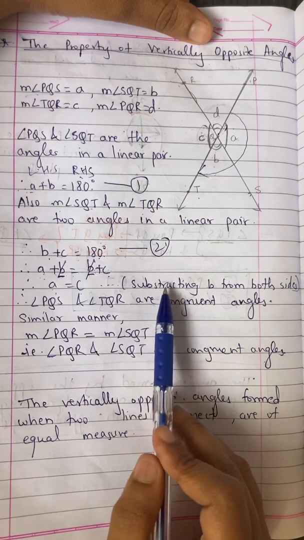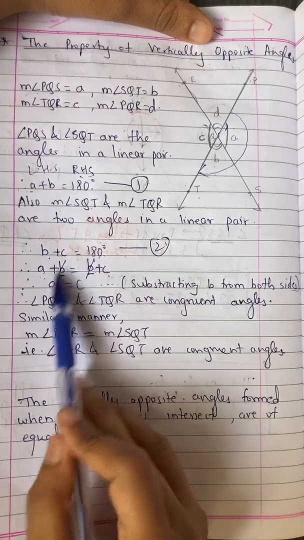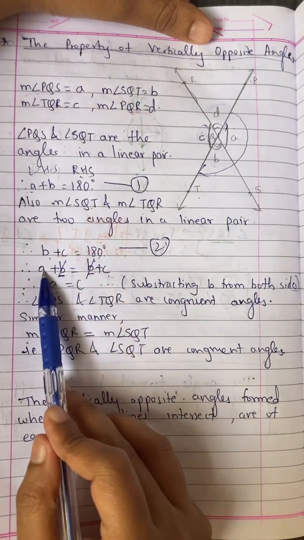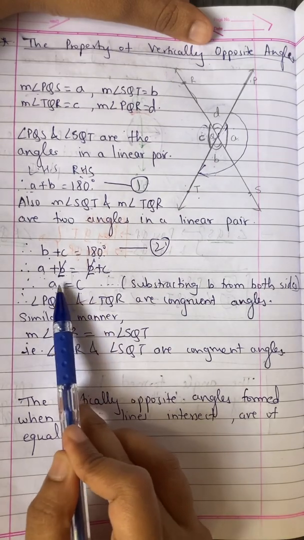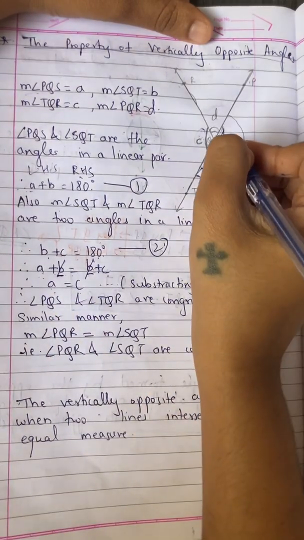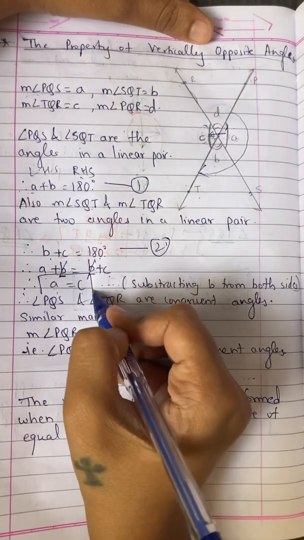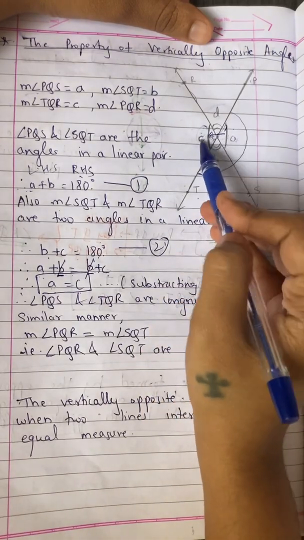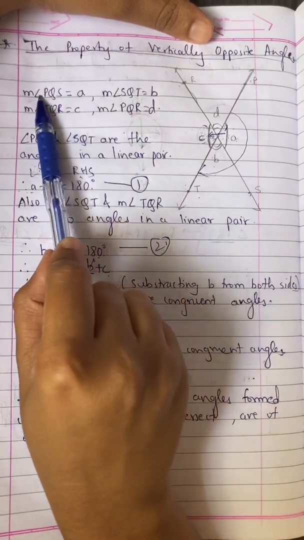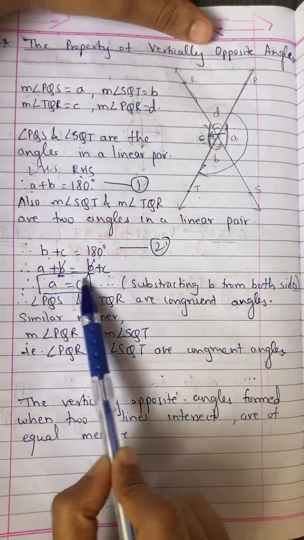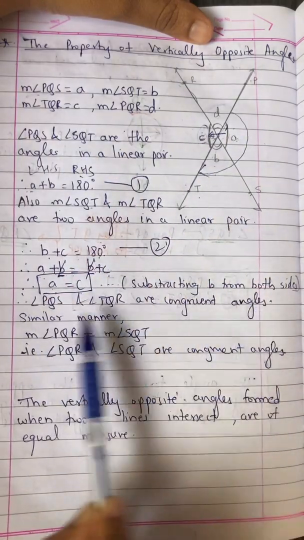In brackets here we write subtracting B from both sides. Always, when the same term is there on both sides, we can cancel it. So on this side we are left with only A and on this side only C, with equals in between. So A becomes equal to C. You can see here A and C are vertically opposite angles. So right now we did this sum and proved that vertically opposite angles are equal. What was the full form of A? A was angle PQS, and C was angle TQR. So angle PQS and angle TQR are congruent angles.